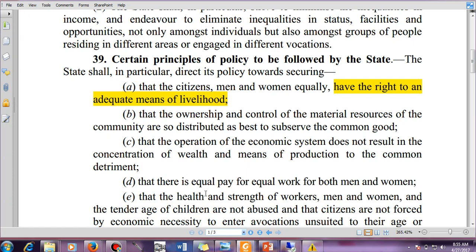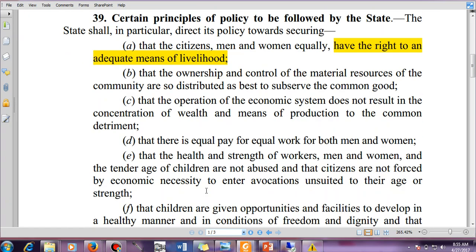We cannot give less amount to women for the same work. So this is another guideline. And then that the health and strength of workers, men and women, and the tender age of children are not abused, and that citizens are not forced by economic necessity to enter avocations unsuited to their age or strength.